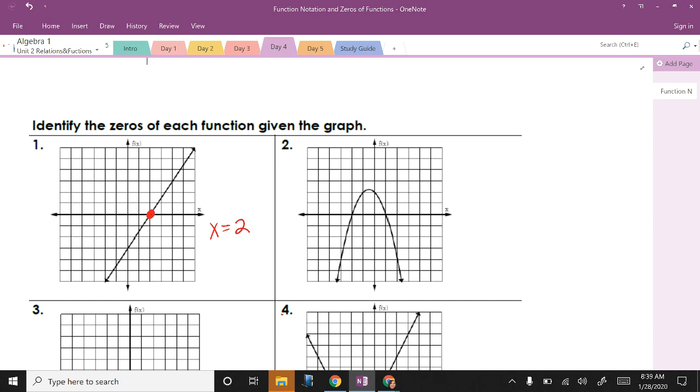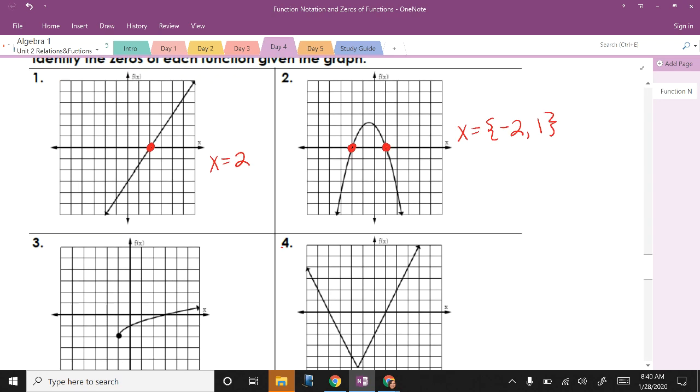All right, so on number 2, we're crossing the x-axis right here and right here, correct? What are those? -2 and +1. So if there's more than one, we'll do those little brackets. {-2, 1}. Not parentheses, because that would make an ordered pair. They're two separate numbers, so we do brackets. Okay. Y'all see what we're doing here? That's what we're doing, looking at x-intercepts.